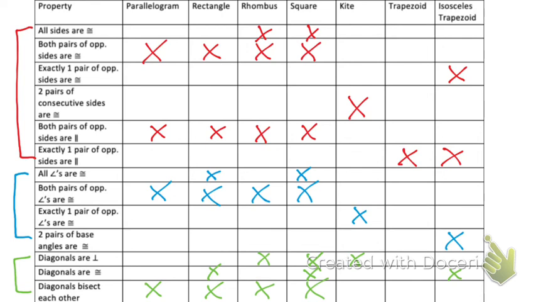Want to know why they call the isosceles trapezoid 2.0? Why is that, buddy? There's two sides that are congruent. Ooh. All right. Any questions on this?